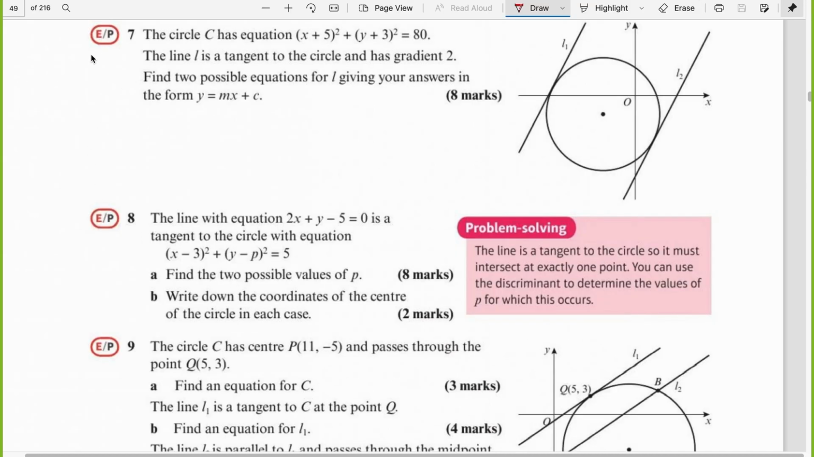So question number 7 says the circle C has equation this. The line L is a tangent to the circle and has gradient 2. Find the two possible equations for L, giving your answer in this form.